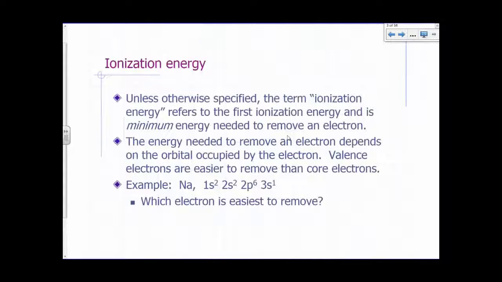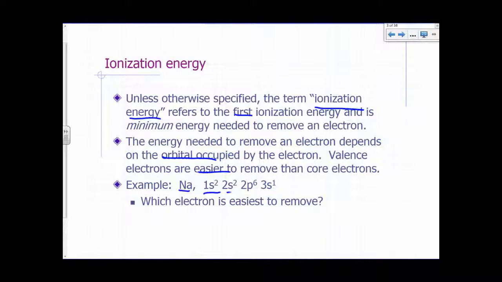All right. Now, unless otherwise specified, when we use the term ionization energy, we generally refer to the first ionization energy. And like I said, that's the minimum energy needed to remove an electron. Now, the energy you need to remove an electron depends on the orbital that's being occupied by the electron. Okay, so valence electrons are easier to remove than core electrons. So you can think of the first ionization energy then as the energy needed to remove the valence electron from an atom. So here's an example.